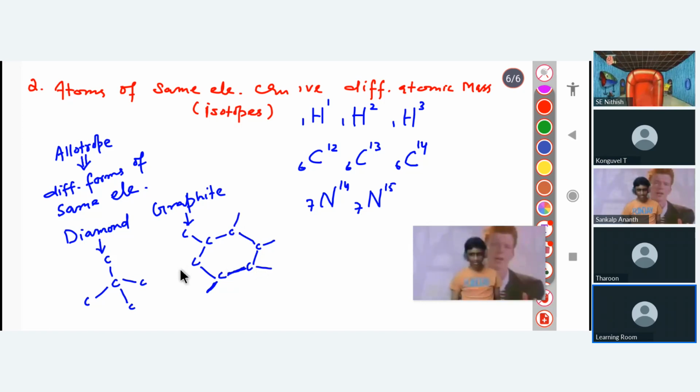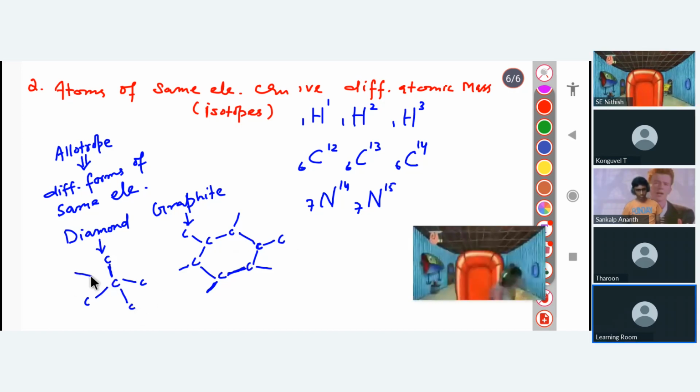Not just graphite and diamond, they have different structures. They are different forms of the same element. For example, in diamond, each carbon is attached with four other carbon atoms. But in graphite, let me take this one carbon, it is attached with three other carbon atoms only. So they differ in their structure. Diamond has a tetrahedral, 3D structure, but graphite has a planar structure.